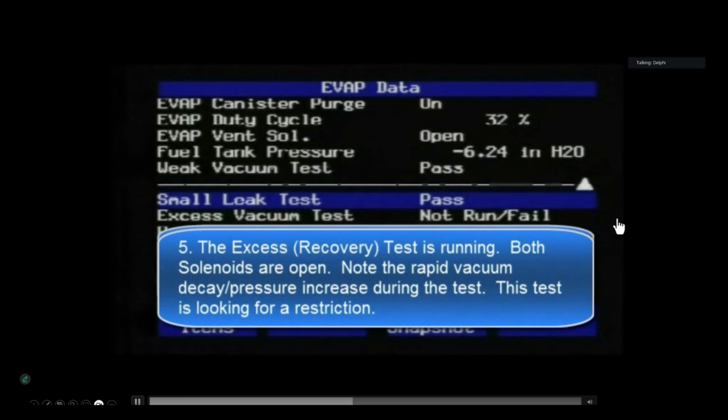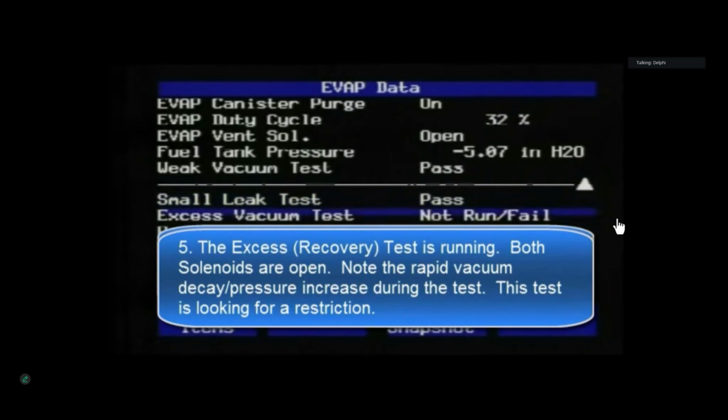Now what we got to do is we got to vent it out, make sure that we don't have any solenoids stuck. We don't have any lines restricted. So now we're going to open the system up and look for what we call excess vacuum. You might hear a P0446, vent solenoid stuck, something like that, or FTP could be stuck.